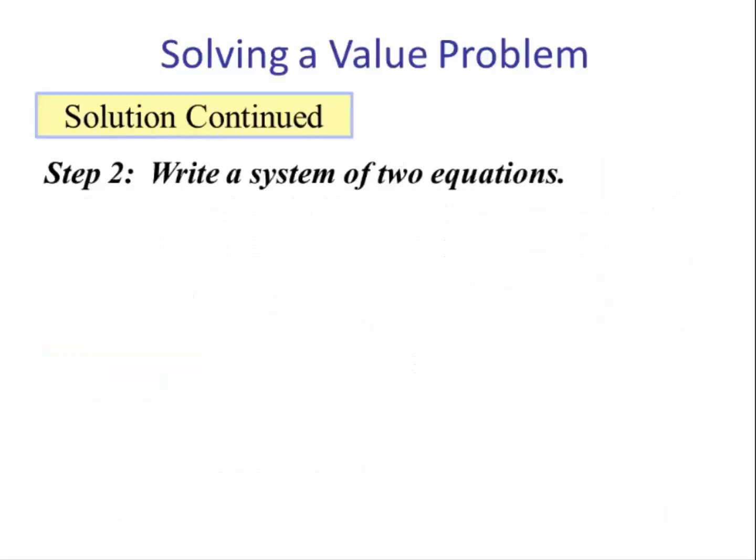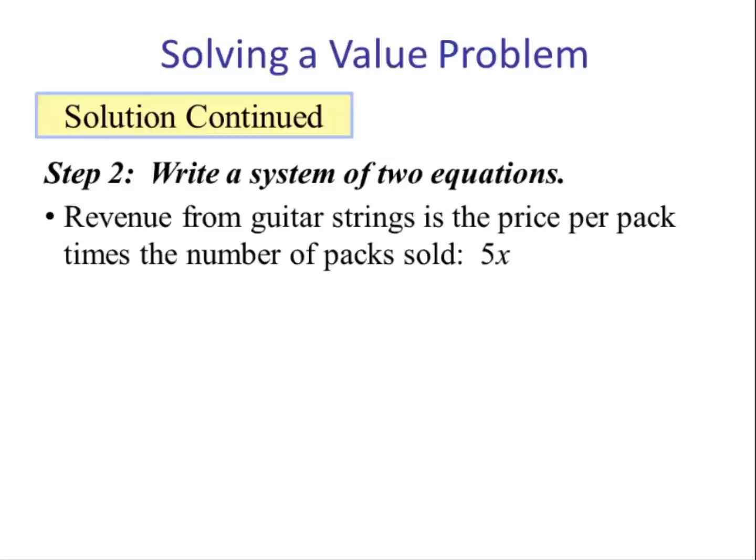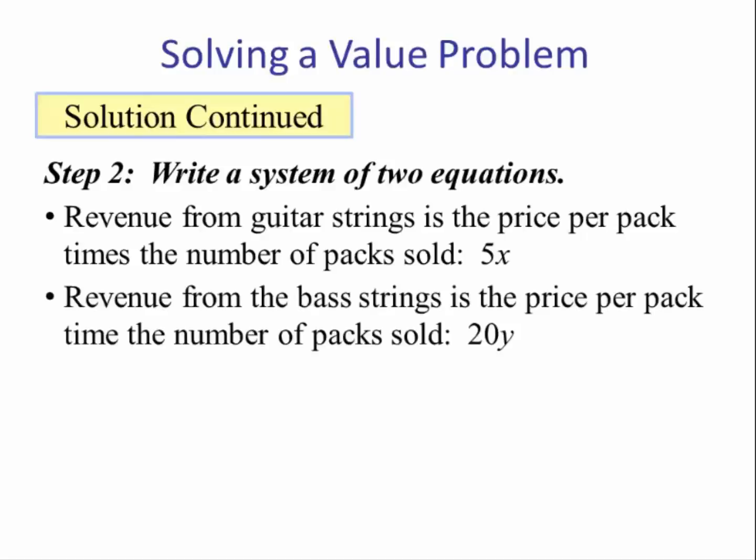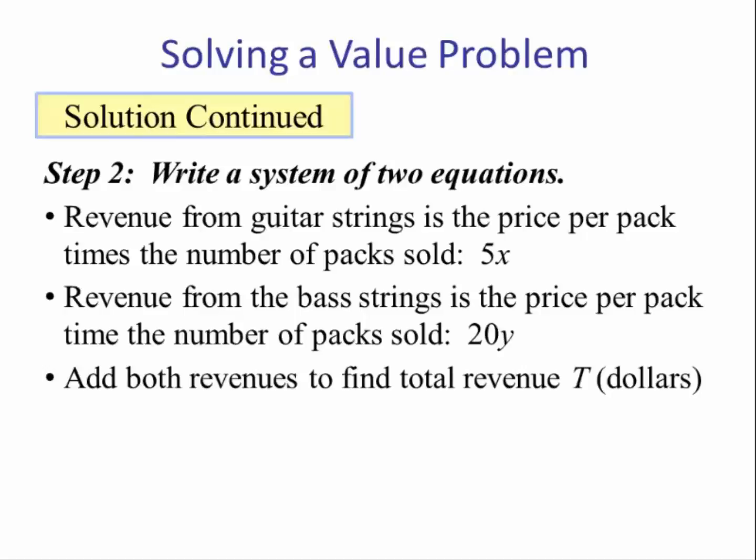The next step, we want to write a system of 2 equations, and here is where we will use the total value formula. So we know that the revenue from the guitar strings is $5 per pack. So the total will be how much each one costs times the number, which is X. The bass strings sold for $20, so the total will be 20 times the number of bass strings, which is Y, so the revenue will be 20Y. Adding both these will give us our total revenue T.